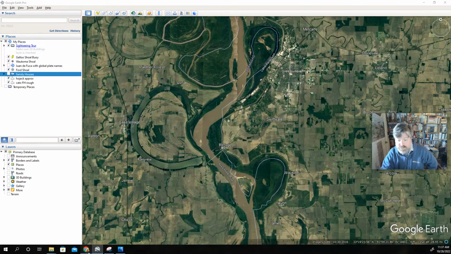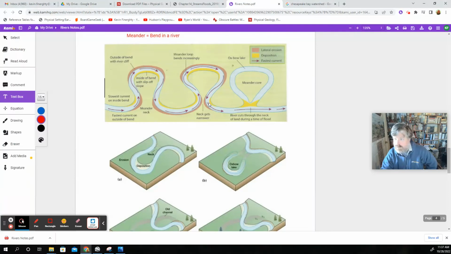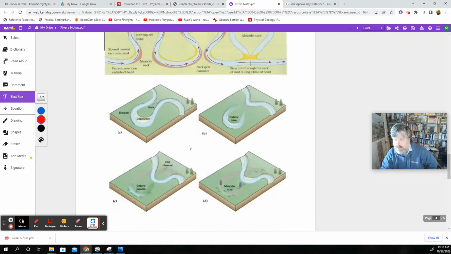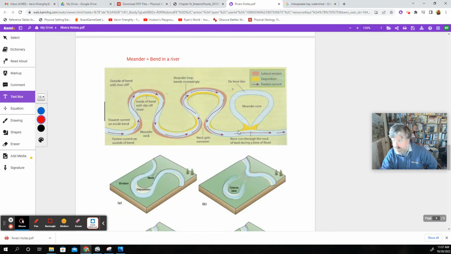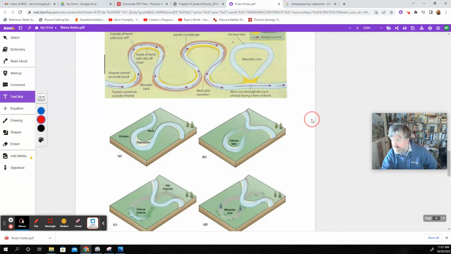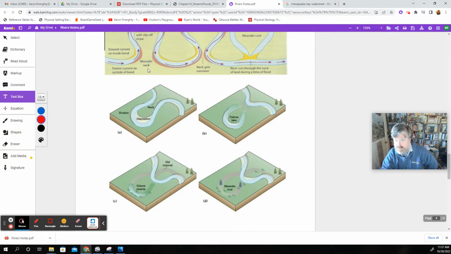But what happens through time is that as these get to be a bigger and bigger meander, eventually they're going to connect. And when they connect, water takes the shortcut, and it leaves behind this extra feature over here, which we call an oxbow lake. These two diagrams are essentially showing the same thing, but maybe some people like one versus the other, so I threw them both on there.